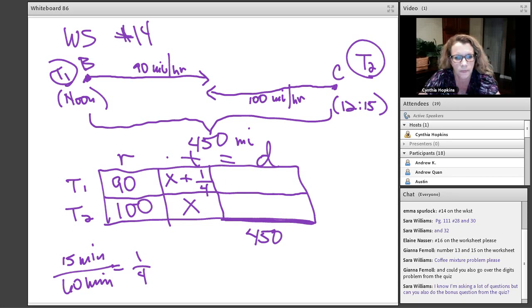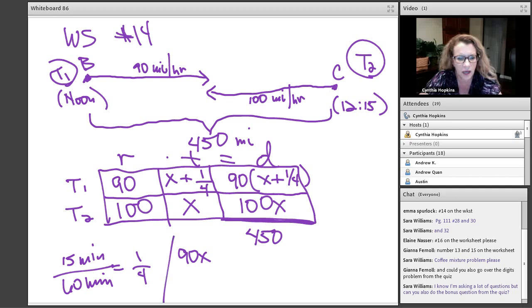Okay, so now that I have my two boxes, I can multiply straight across. Do you see, once you get the concept of getting organized in these charts, then writing everything out just kind of falls into place. It's so easy. Okay, my equation becomes 90, and I'm going to go ahead and start distributing because I'm running out of room here. So 90x plus, let's see, 45 halves. You know what? I'm just going to write that as a decimal. That's 22.5 plus 100x equals 450.